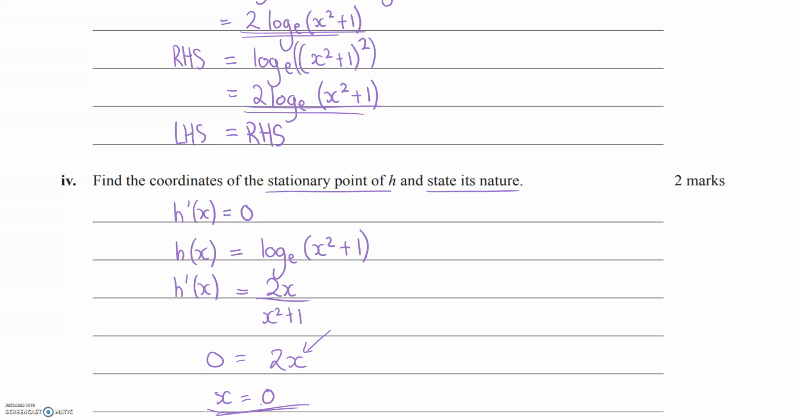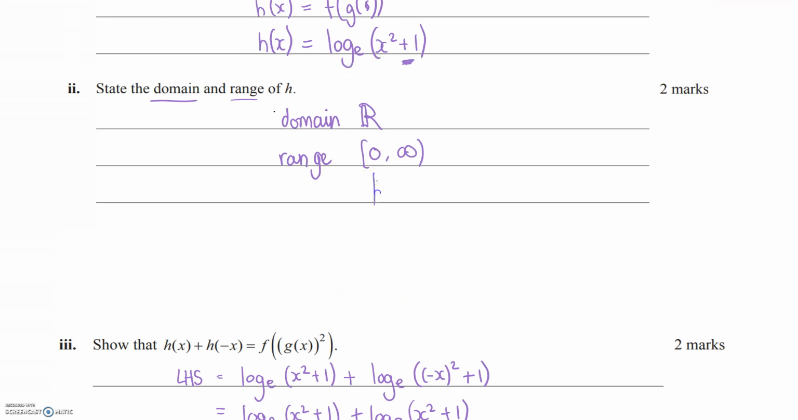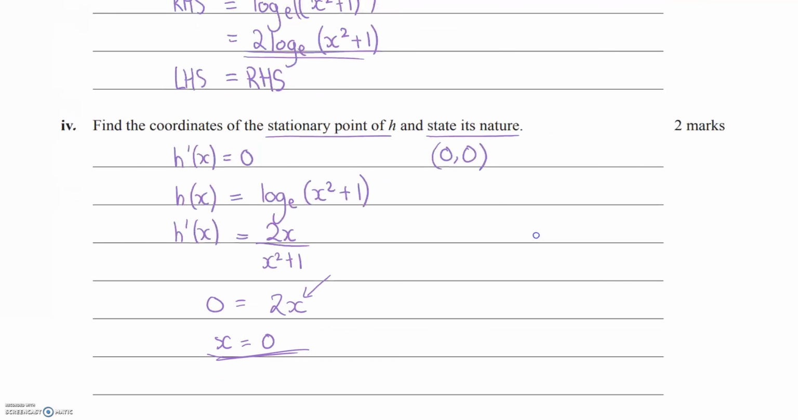Regardless, it's at x equals 0. So the stationary point would be at 0. And if we substitute this into here, we actually see that this would be (0, 0). Now, it's asked us to state its nature though. Now, if we think back up here, we know that our range is only from 0 to infinity. So we could see there that this would be a minimum point.